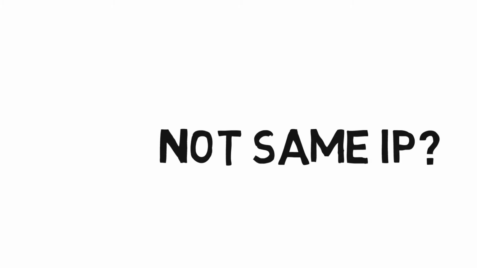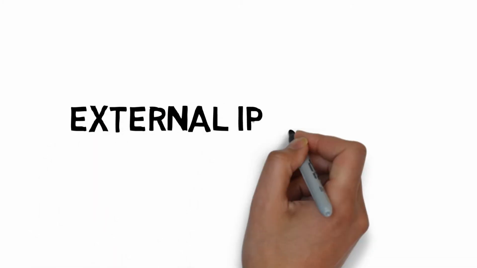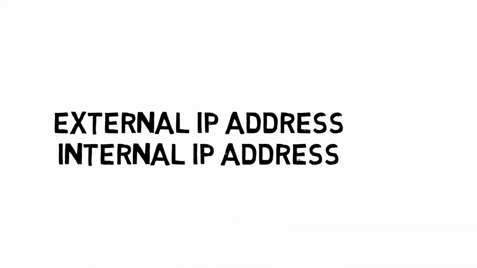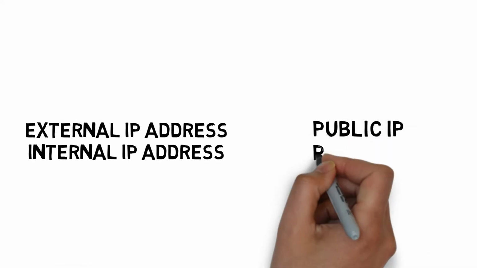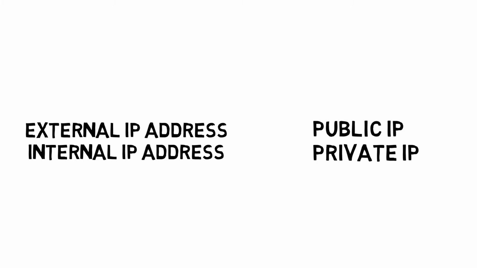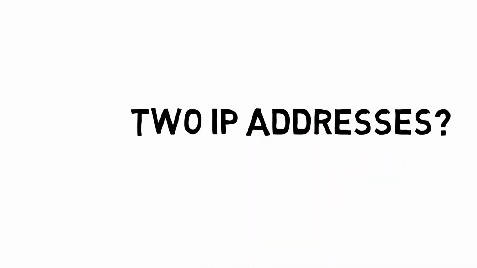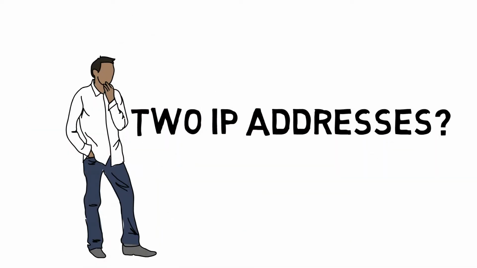But they are not the same. The IP address you found from Google is your external IP address. And the IP address you found from the command prompt is your internal IP address. Let's go deeper into these two things. An internal IP address means a private IP address, and an external IP address means a public IP address. Why do you need 2 IP addresses, and what is the difference between an internal and external IP address?